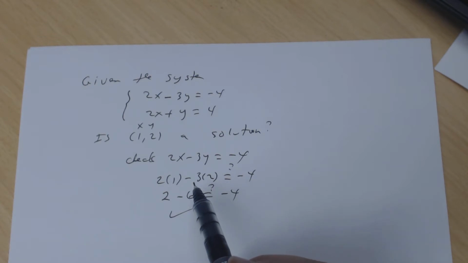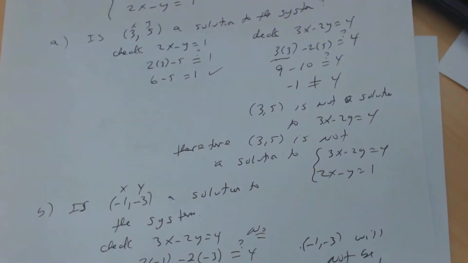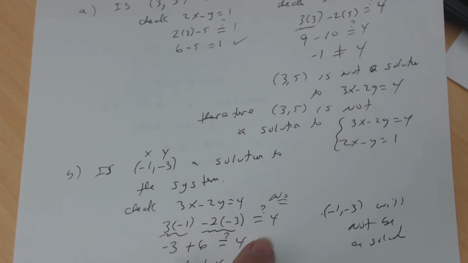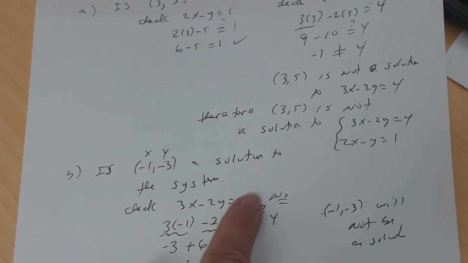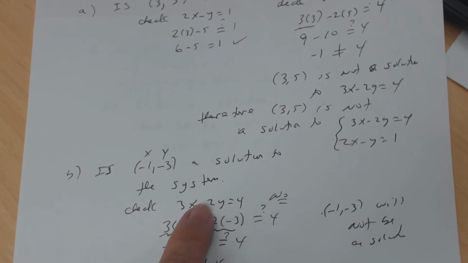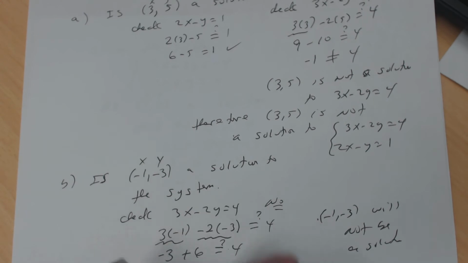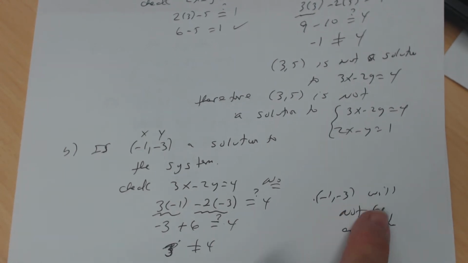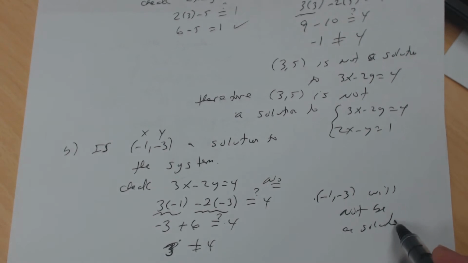All right. Now, remember a while ago when I did that first equation, and it turned out it wasn't a solution, don't waste your time doing the other one. Because if it's not a solution to the first one, it doesn't matter if it's a solution to the second one at all. It's not a solution to the system. So negative 1, negative 3 will not be a solution to the system.